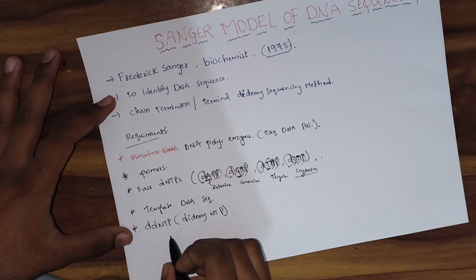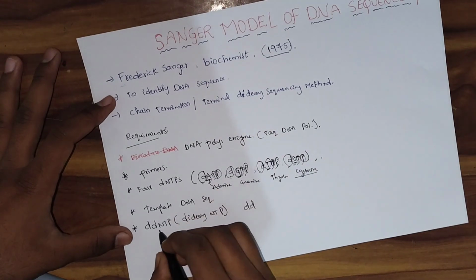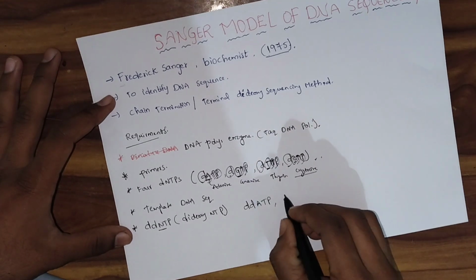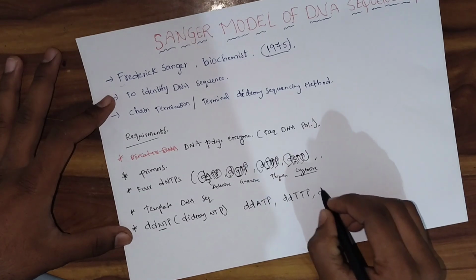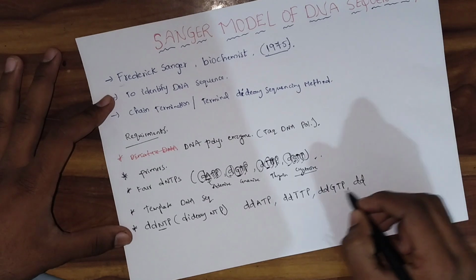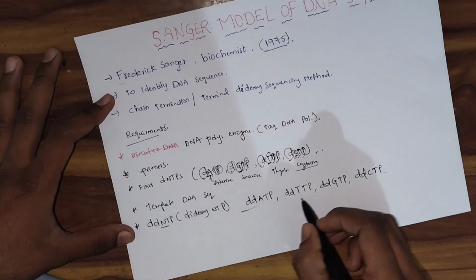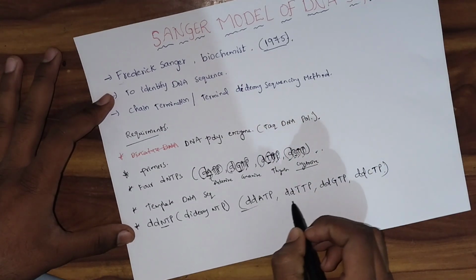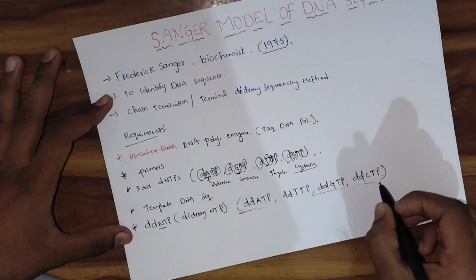There are 4 dideoxy NTPs. N means nucleotide: dideoxy adenine triphosphate, dideoxy thymine triphosphate, dideoxy guanine triphosphate, and dideoxy cytosine triphosphate. These are the dideoxy nucleotide triphosphates used in the Sanger method of DNA sequencing. These are the main thing.